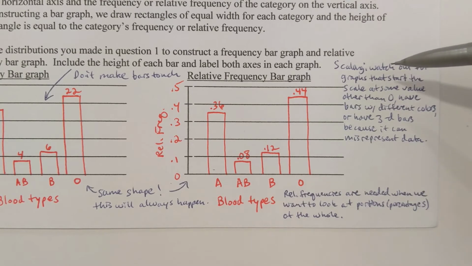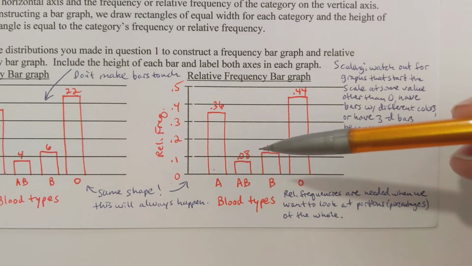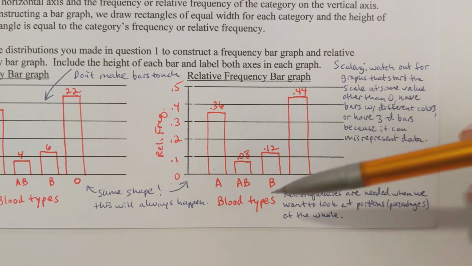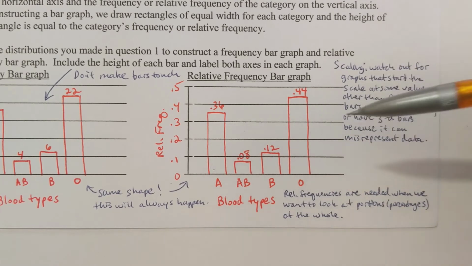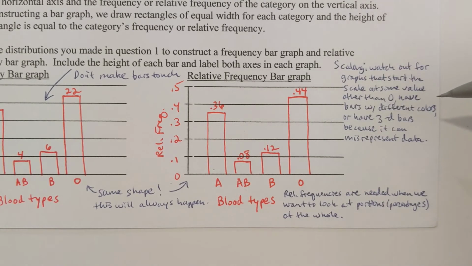I've got a note here, scaling. So watch out for graphs that start the scale at some other value than 0. We will see that. Also watch out for bars with different colors. Sometimes with the bar graph, you'll see the bars have different colors. You've got to be careful with that. Or 3D bar graphs. 3D graphs look very neat, but you've got to be careful about that because you could misrepresent the data. We'll talk about misrepresenting data towards the end of this worksheet.